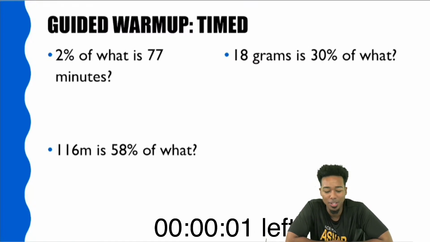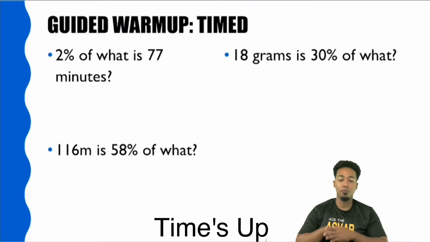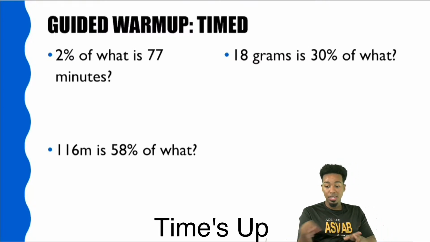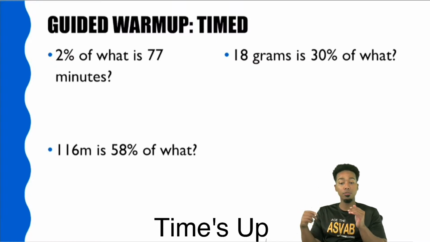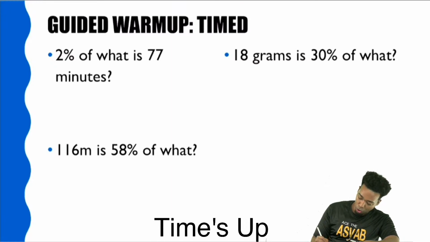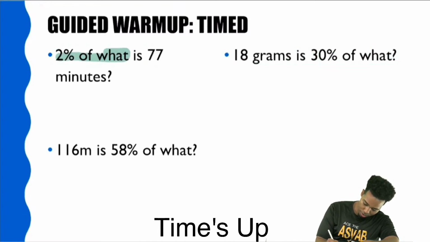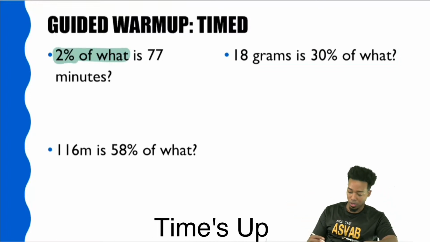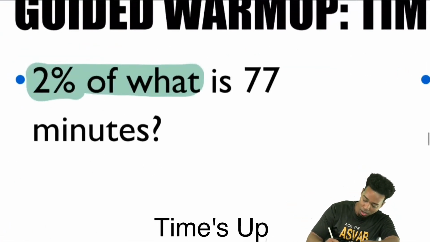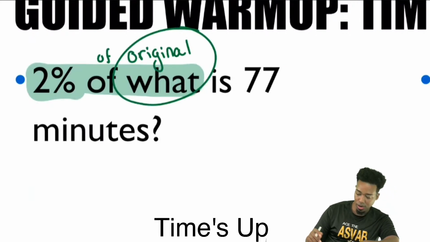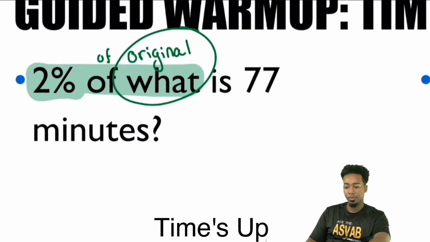So go ahead and hold on. That's 1 second left on time. So let's go ahead and go over this. Plain and simple, every single one of these is having you find the original. All of them. So watch. 2% of what? So that's the percent of the original. Remember, you're always taking the percent of the original. So this "what" right there, you're looking for the original.